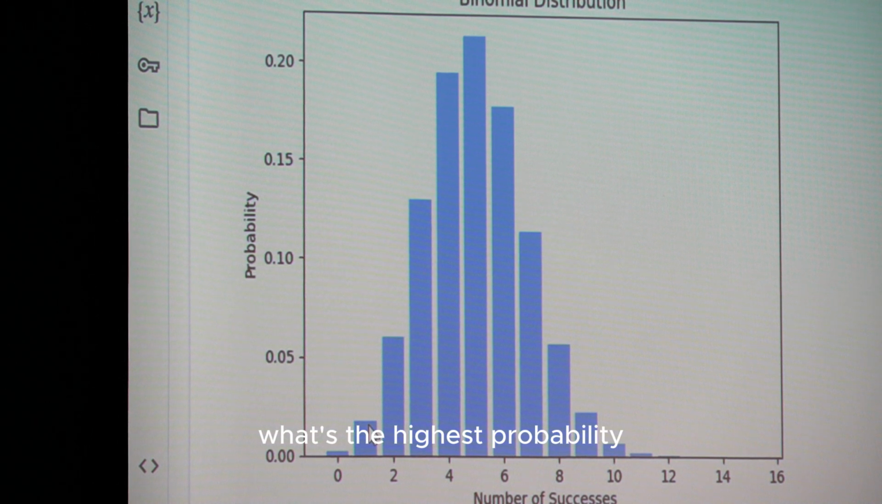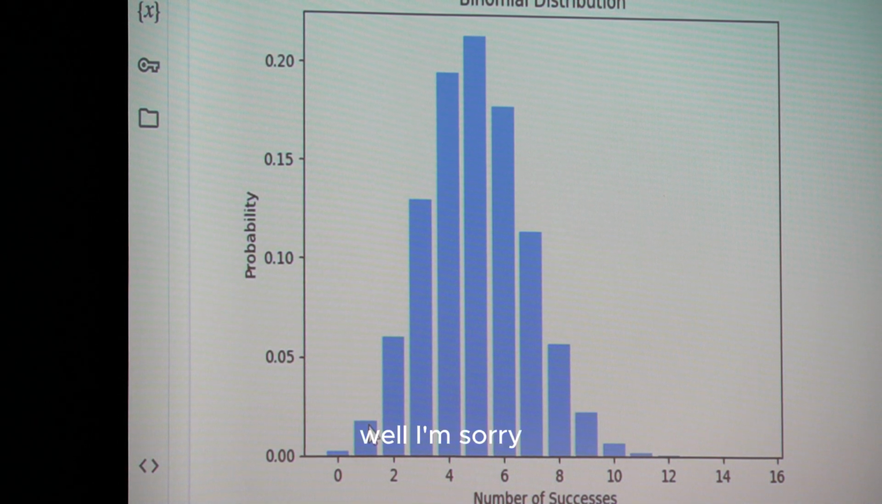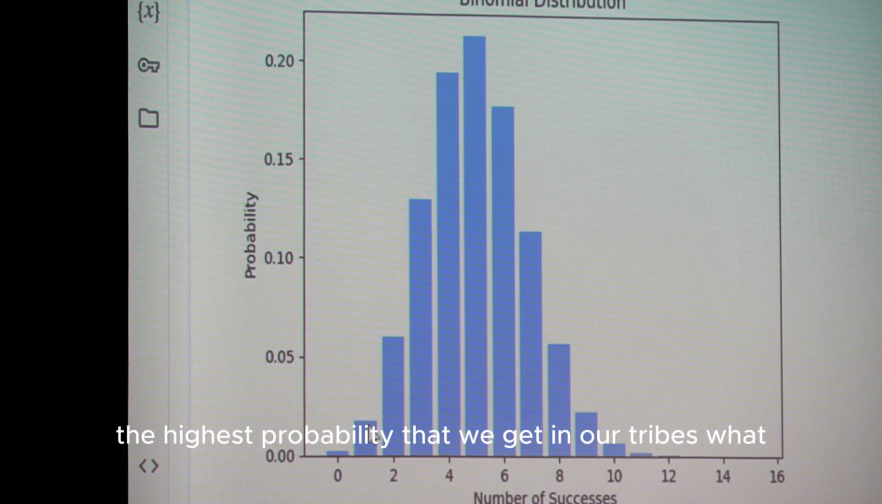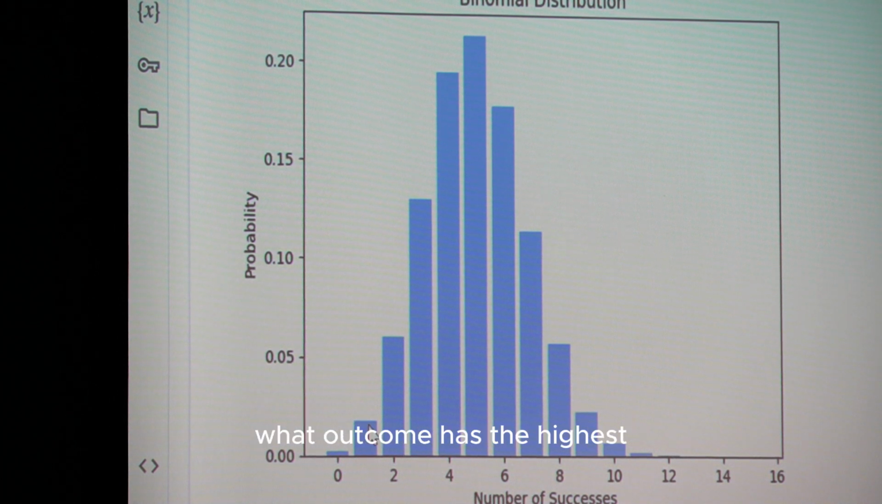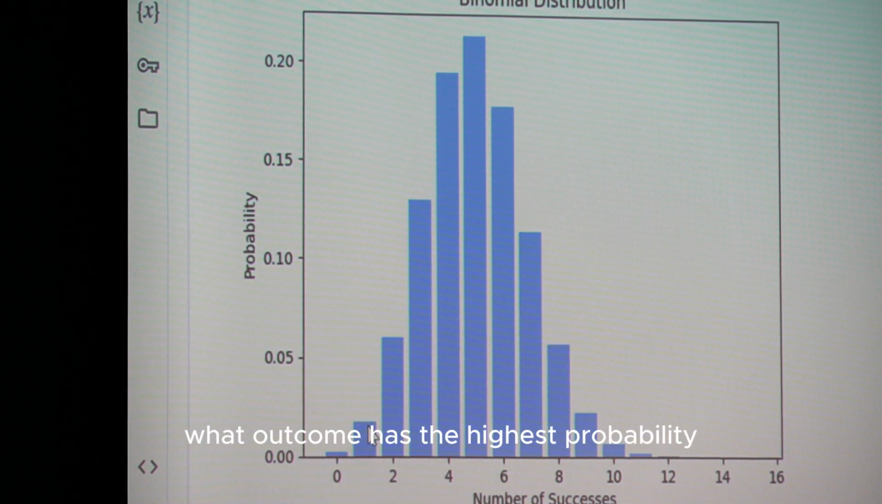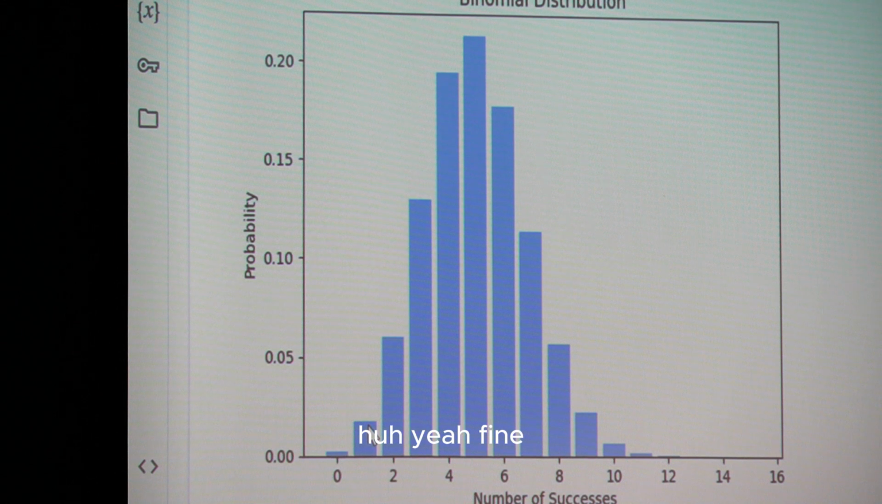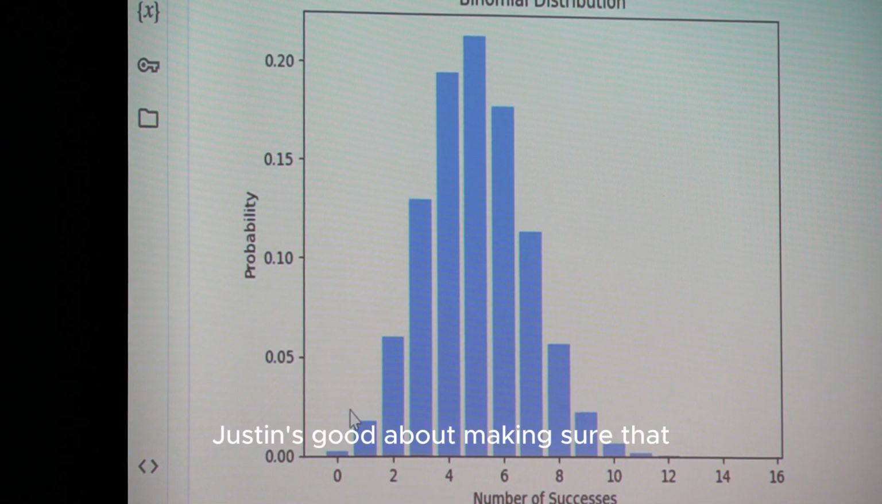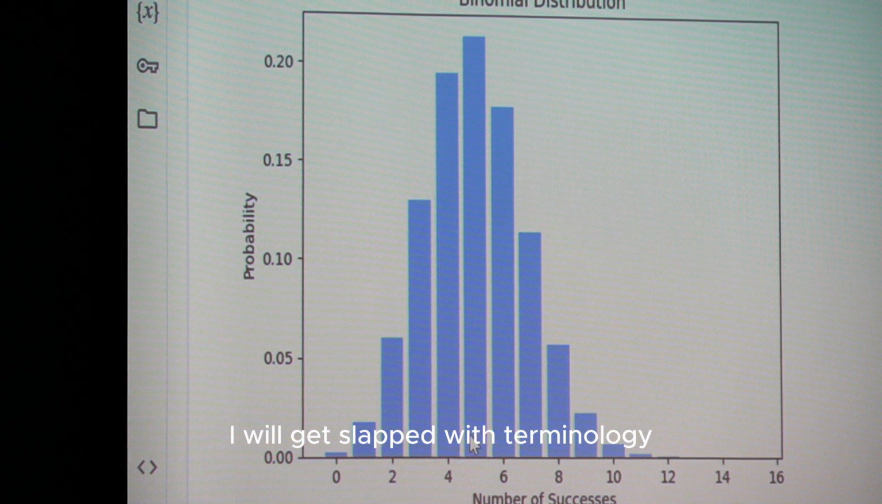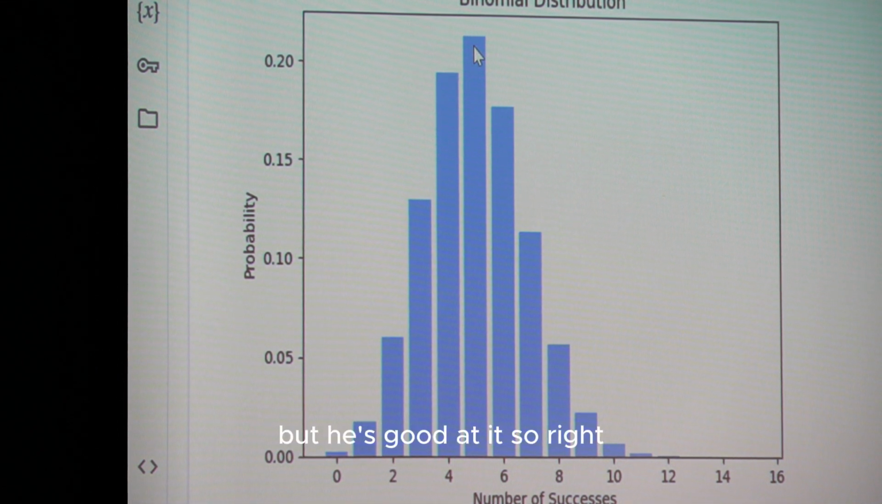What outcome has the highest probability? Sorry, Mr. Grammar. Huh? 5. Yeah, 5, right. Justin's good about making sure that I don't get sloppy with terminology. It irritates me, but he's good at it.